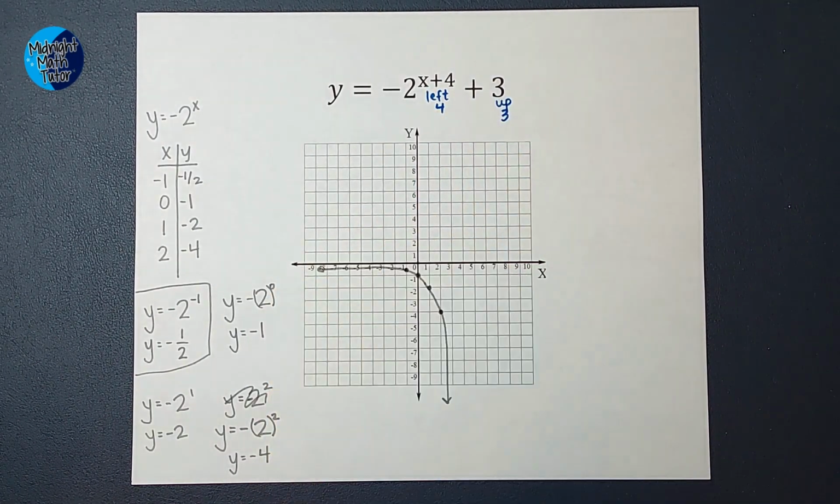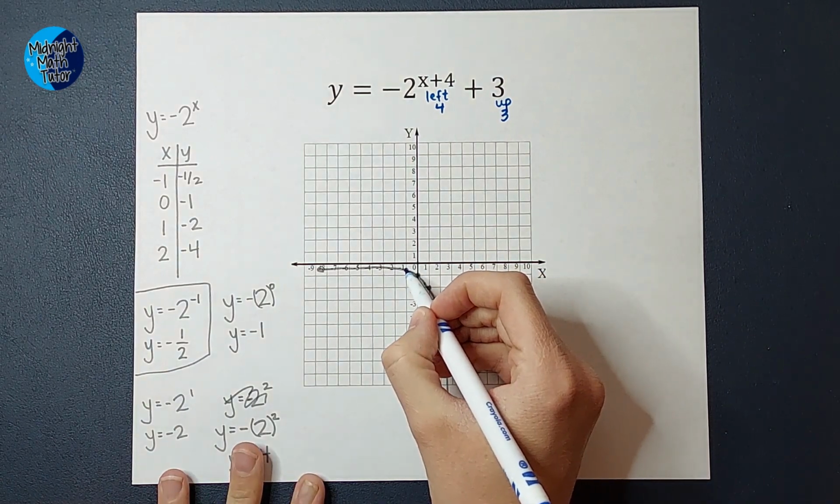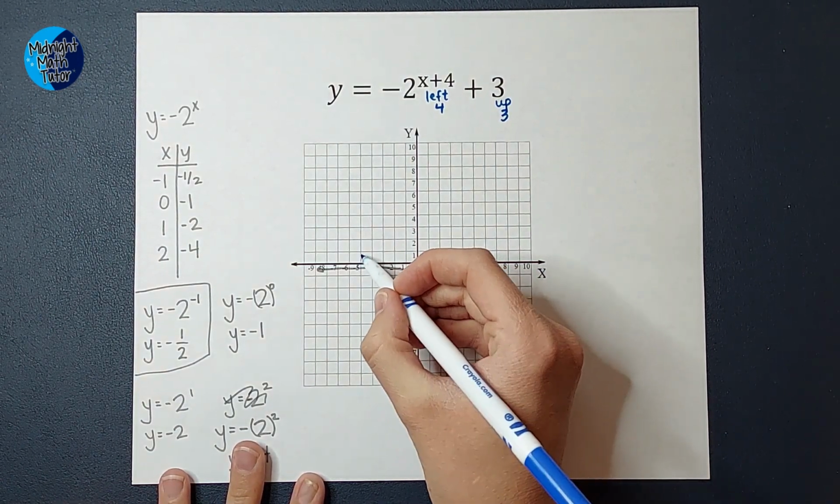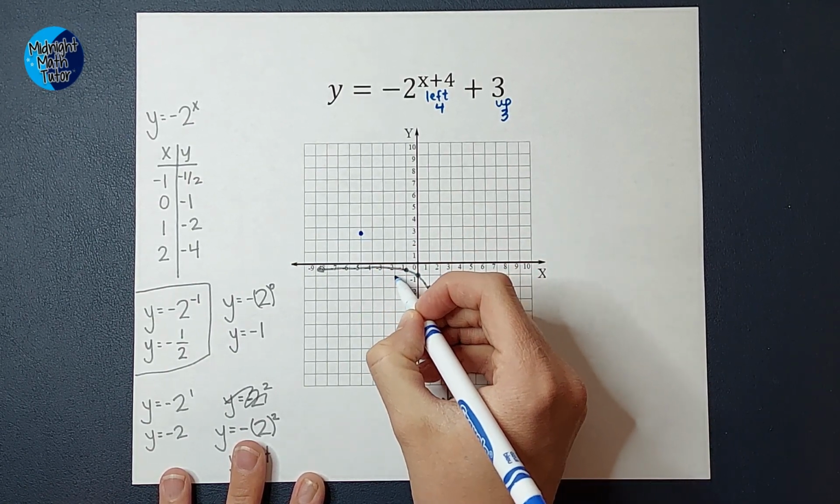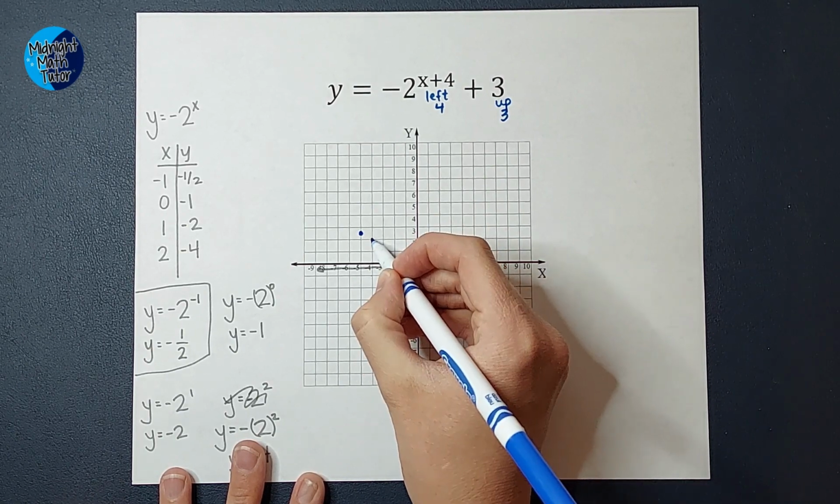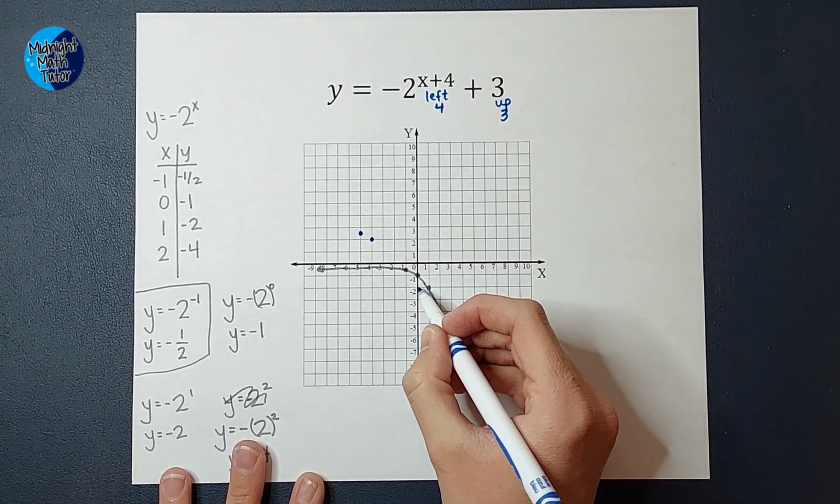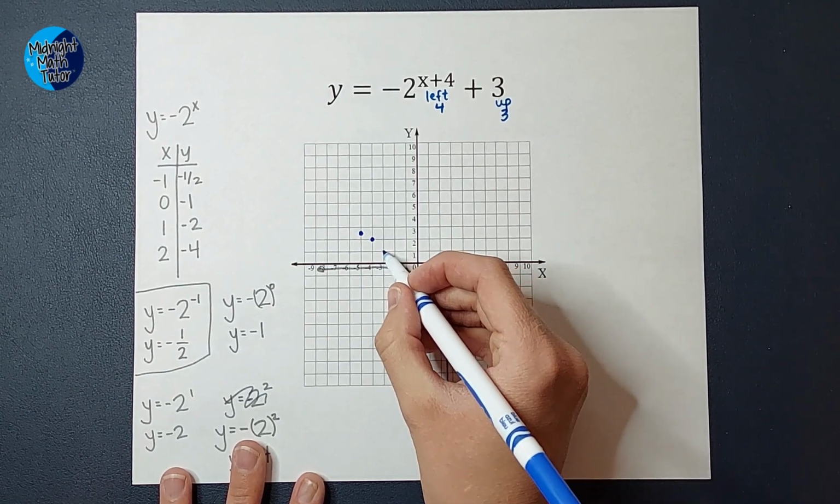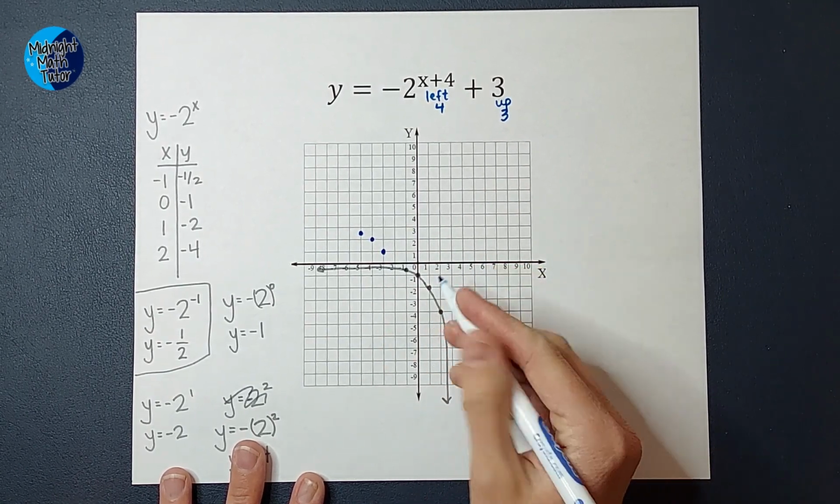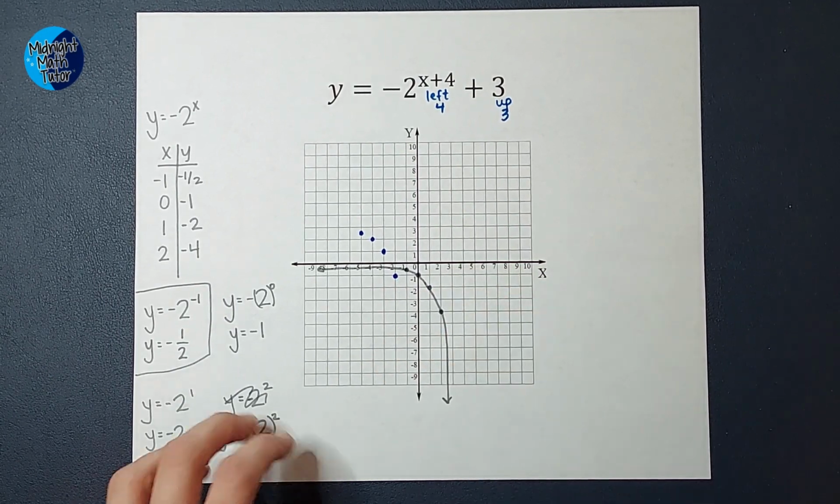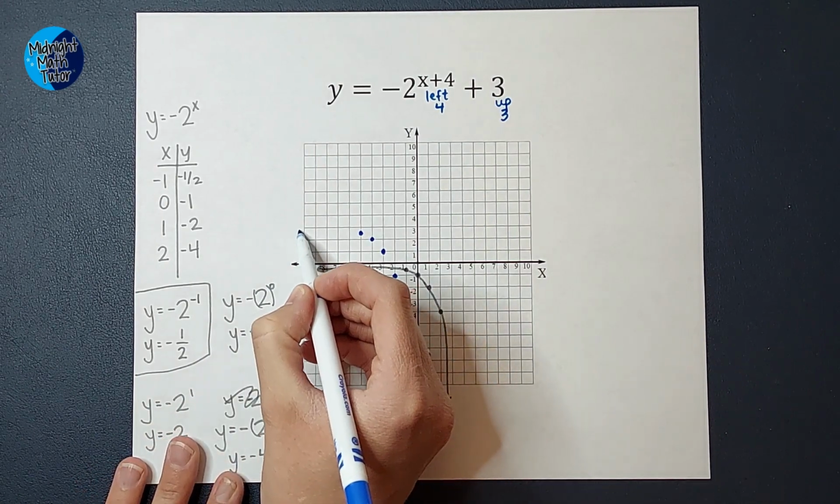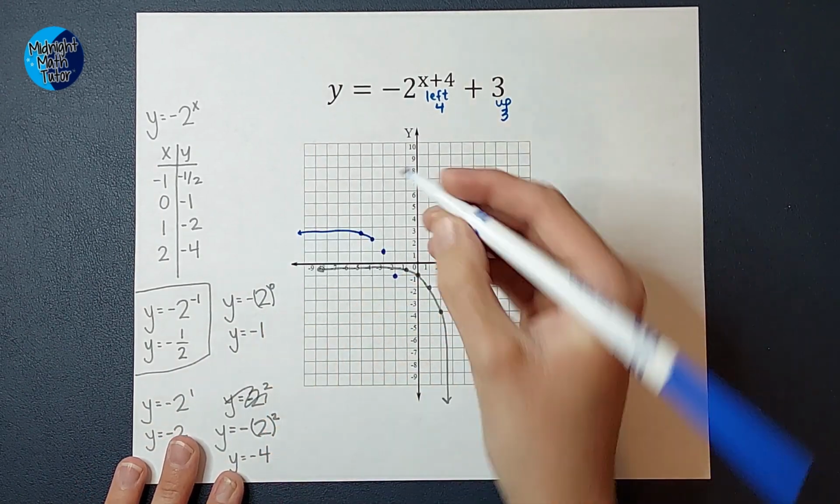So now we need to shift it to the left 4 and up 3. I'm going to use a different color. I'm going to start at this point, shift it to the left 4 and up 3. That was that point. Next, we're going to do this point to the left 4 and up 3. Then this one to the left 4, 1, 2, 3, 4, up 1, 2, 3. And last one, to the left 4, 1, 2, 3, 4, and up 1, 2, 3.